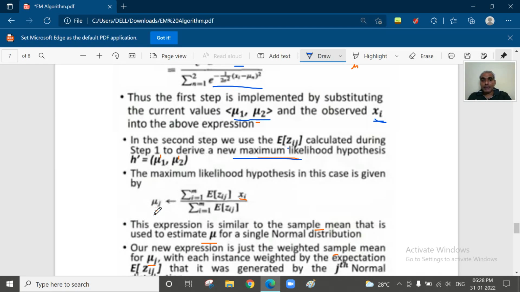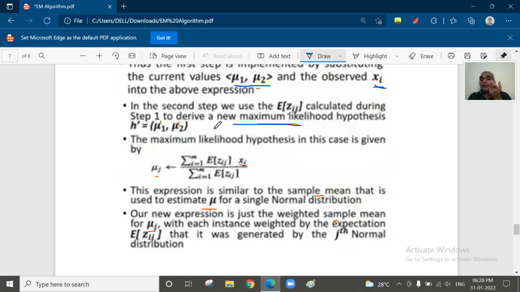So the maximum likelihood hypothesis, now we can say mu j is equal to summation for i equal to 1 to m of the expected value of zij multiplied with xi. We are going to find the weighted expected value or mean. See here, expected value E of zij is nothing but the mean, right? So now you are going to find the mean. So you find all the means, multiply with that x value, divided by summation i equal to 1 to m of the expected value.